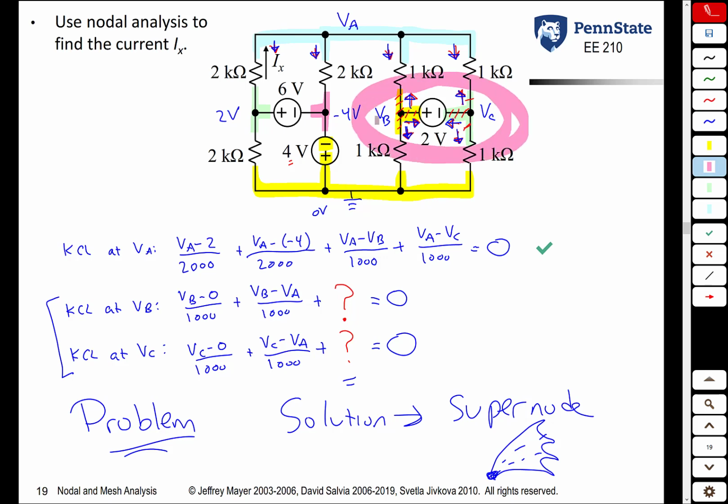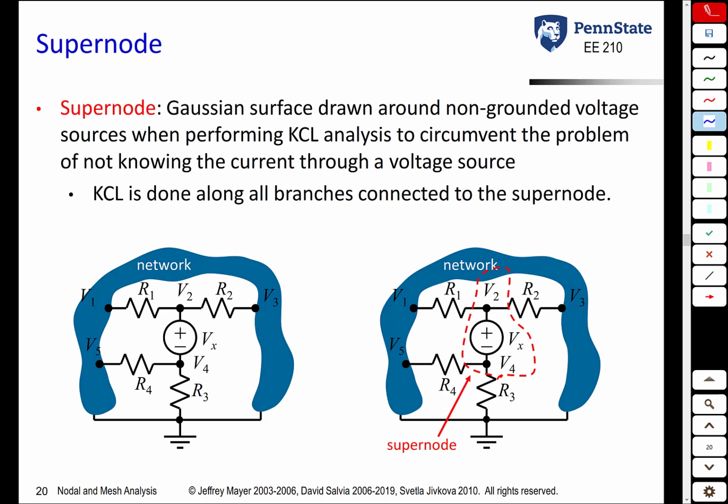Let's define what we mean by supernode and see how you could use that to get by this problem. So if you remember when we first talked about Kirchhoff's current law, we said that not only does the current leaving any node equal 0, but the current leaving any closed Gaussian surface, which we also called a supernode, has to be 0. So we're going to use this concept now to avoid the problem of not knowing what the current through a voltage source is.